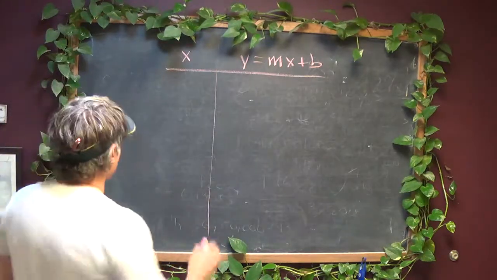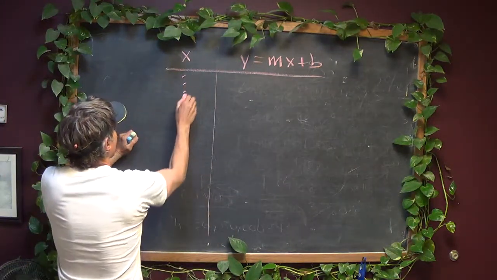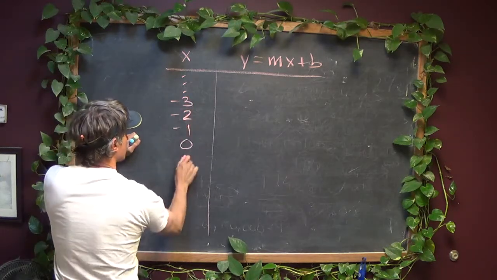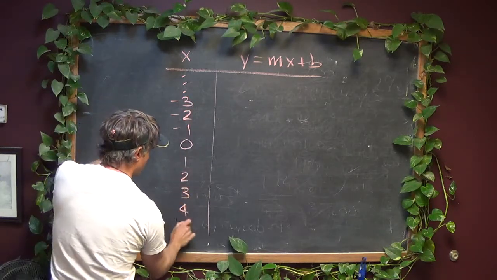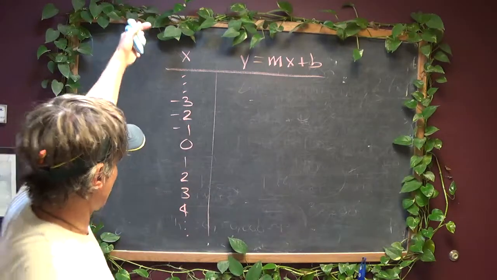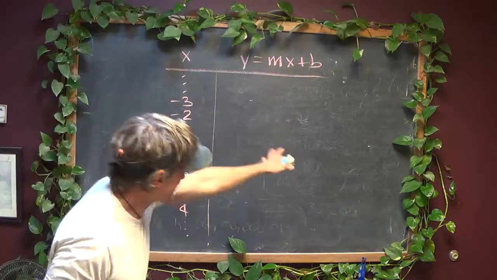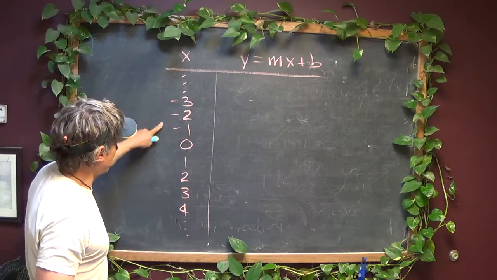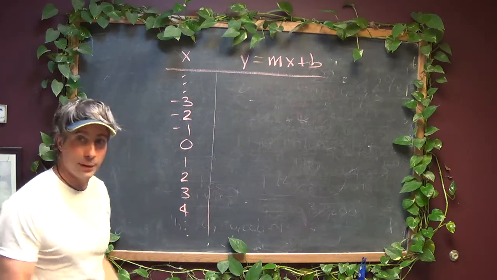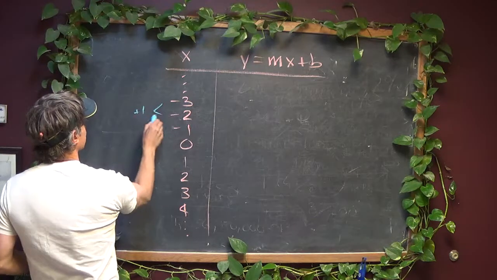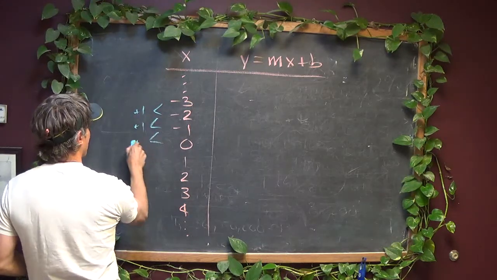What I'm going to do is take a subset of x values. We'll start at negative numbers: -3, -2, -1, 0, 1, 2, 3, 4, and then keep going. And we're going to see the pattern that exists here. So notice these are all up by 1. Up 1, up 1, up 1, up 1, up 1. And we're going to come back to that.